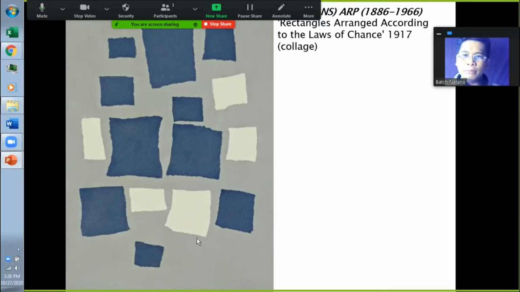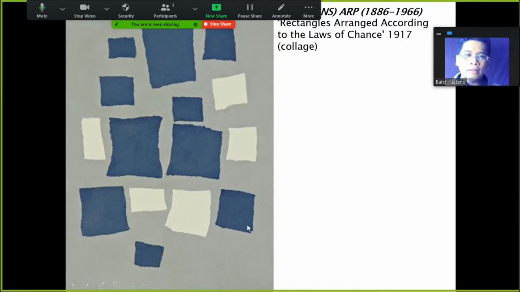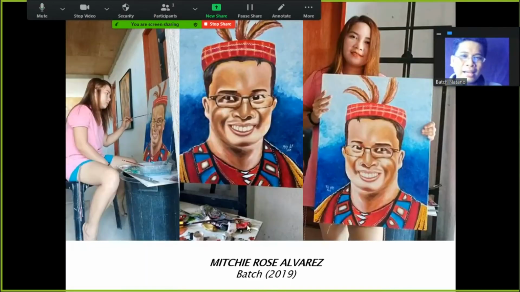While others do not appreciate it kasi nga parang we cannot understand the message. Hindi namin naintindihan yung message. That's why I don't like it. Yung iba, I like it because of the color scheme. So, see? Now, I would like you to see this.